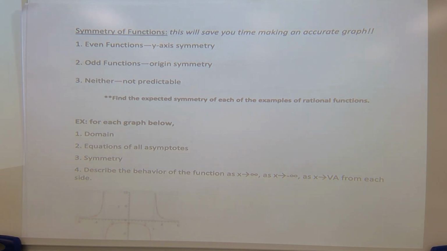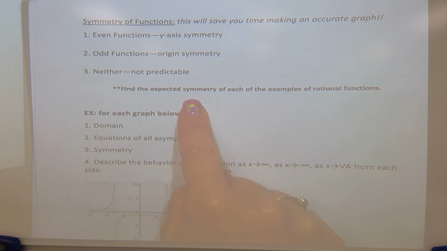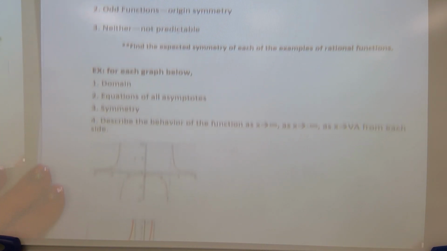Symmetry of functions, a reminder here. Checking symmetry saves you time in making an accurate graph. If you know your function has a type of symmetry, then you know where the function falls and you don't have to check as many points. We already found the expected symmetry for the examples of the rational functions in our other video. I encourage you to go back and rewatch that video.